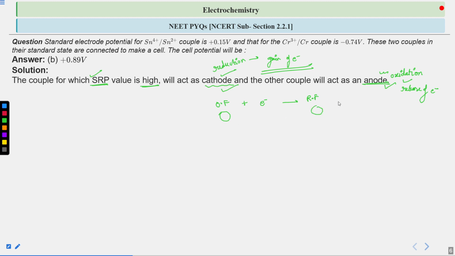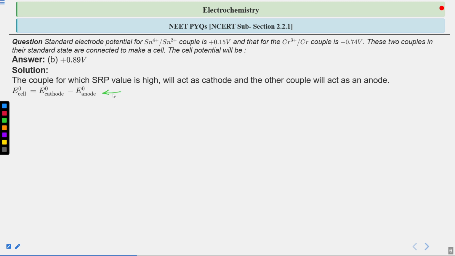Okay, that was the reaction given in that table, and their standard reduction potentials are always given in an order, increasing to decreasing or decreasing to increasing. The couples given in this question are Sn4+/Sn2+ and Cr3+/Cr. The couple which has the higher standard reduction potential, which in this case is tin because it has positive 0.15 while the other has negative 0.74, will act as the cathode, and the other couple will act as the anode.